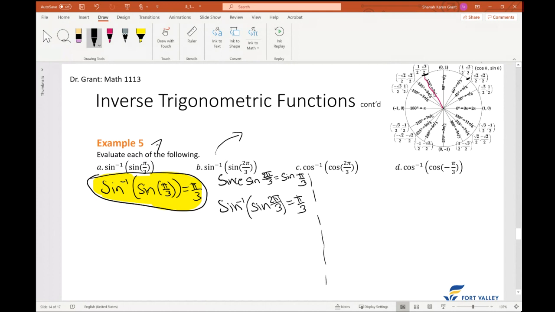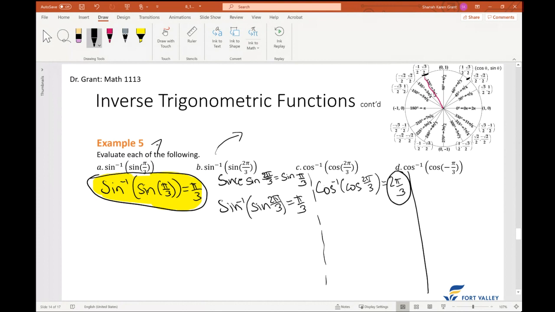Alrighty. Okay, so for this problem, we have cosine inverse of cosine of 2 pi over 3. Now, 2 pi over 3 is in fact between 0 and pi. 2 pi over 3 is 120 degrees. So that means that this is just going to be equal to 2 pi over 3.